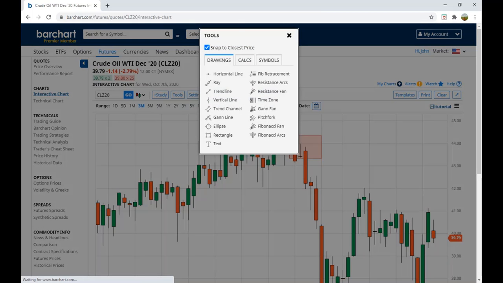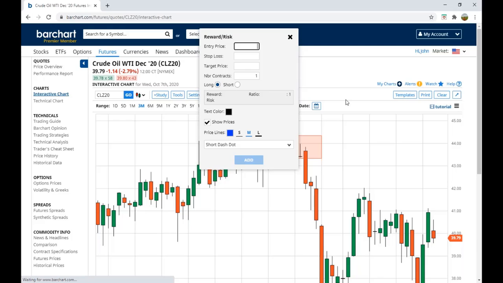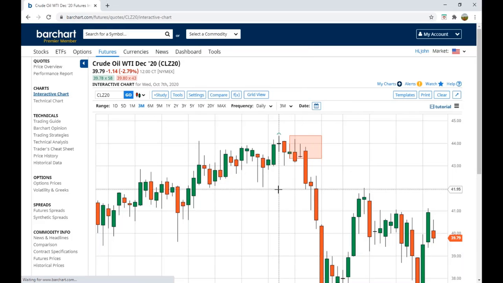So we can come to here where it says Tools on our chart, and in Tools, there is something called the calculators. Inside of calculators, there's a lot of these tools that we're going to use in assessing our trades to help us calculate risk, profit, loss, risk reward. So here I'm going to click on the risk reward one. And what's nice about this one, hang on, let me reset my chart here so we can see this a little bit better.